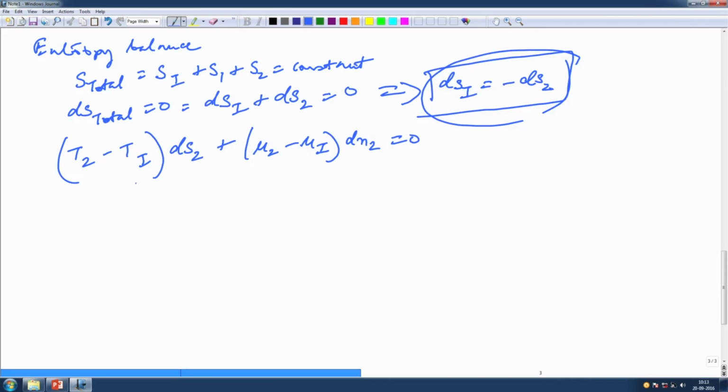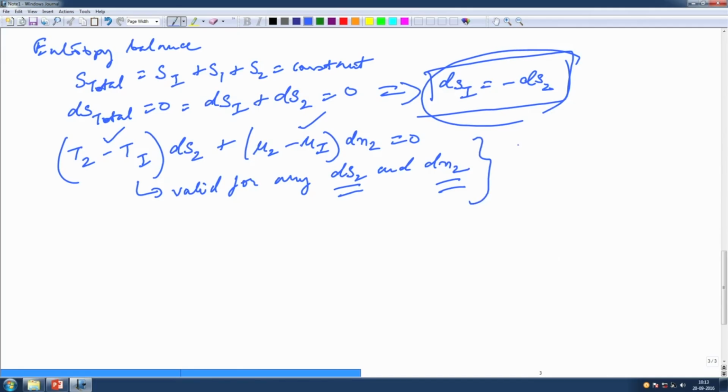This is valid for any dS2 and dN2. Got it? Since this is valid for any dS2 and dN2, these two terms must individually be equal to 0. So, this leads to the statement that T2 must be equal to Ti, and similarly mu 2 must be equal to mu i.